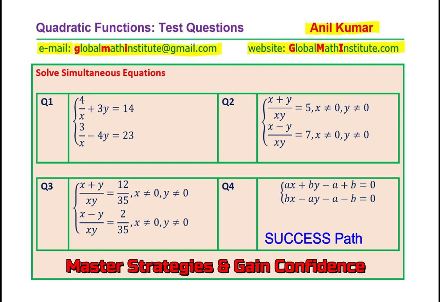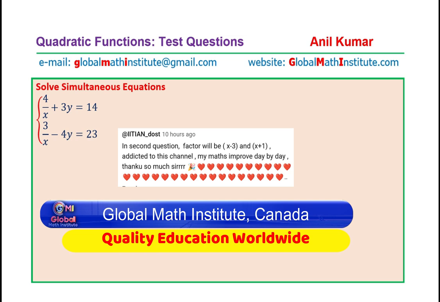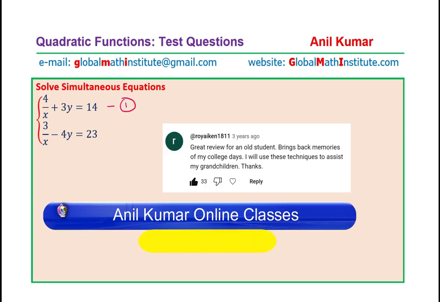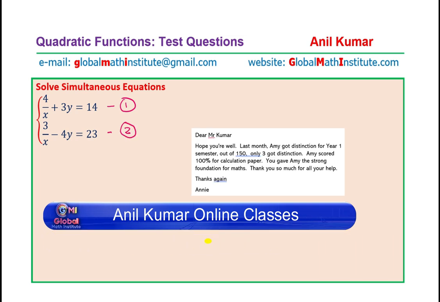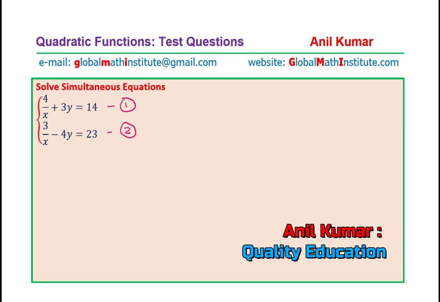Let's begin with the very first one, which is 4 over x plus 3y equals 14 and 3 over x minus 4y equals 23. First step, just label your equations. Following a good method is always beneficial. So to eliminate, what can we do? Let us eliminate x: multiply the very first equation by 3 and the other one by 4. Makes sense, right? What do you get?